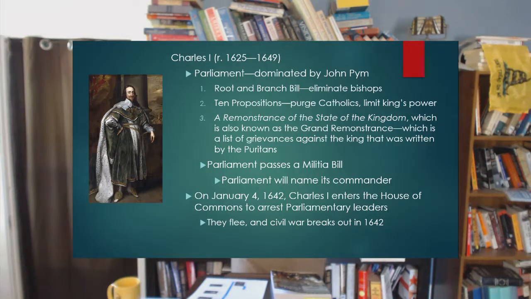Parliament is dominated by this guy named John Pym. He puts forth all these resolutions that can be seen as anti-monarch, anti-Charles I. Parliament passes a militia bill which says Parliament will name the commander of the militia, not the king. So basically, Parliament is taking control of the military, and Charles I doesn't like this, so he tries to arrest the leaders of Parliament, John Pym and the other radicals. So on January 4th, 1642, he enters the House of Commons to arrest them. They flee, and civil war breaks out.